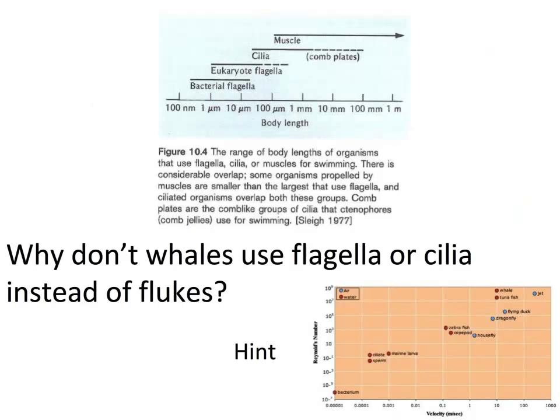Alright, just to finish off now, just a quandary, and if you think about it, and you think about Reynolds numbers, and you think about the force that cilia or flagella can develop, and we have talked about in lectures, why don't whales use flagella or cilia instead of flukes? So instead of a whale having a big massive muscular tail, why doesn't it just coat its body in loads of cilia, or have just a single thin flagella to move it through the water column?